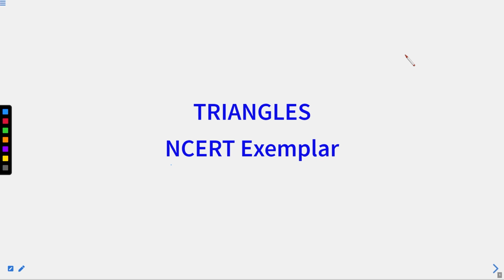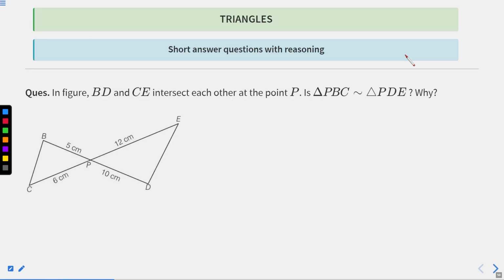Okay, so in this lecture we will discuss from this question. In this question it says that in the figure, BD and CE intersect each other at the point P. It asks us if triangle PBC is similar to triangle PDE, and if it is similar, then why it is similar.